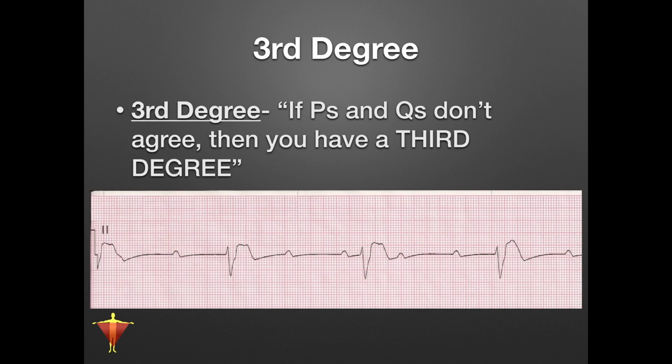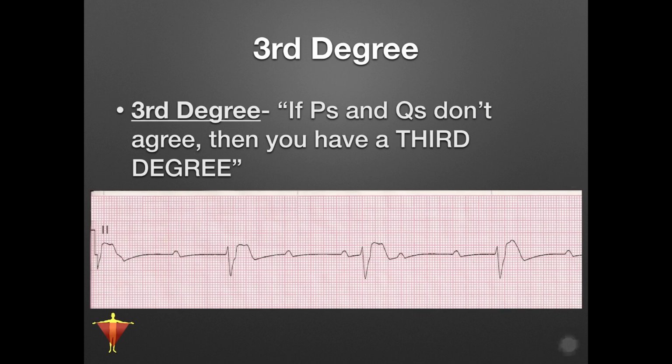So our third degree block: if P's and Q's don't agree, then you have a third degree. So what does that tell us? Well, it tells us that our P waves, so we have a P wave here, we can see one here, here, here. There's probably one buried in here somewhere. From here to here, from here to here, we can see that these actually follow a pretty regular rhythm, right? Whereas when we look at our QRS complexes, it's not necessarily talking to this QRS complex.